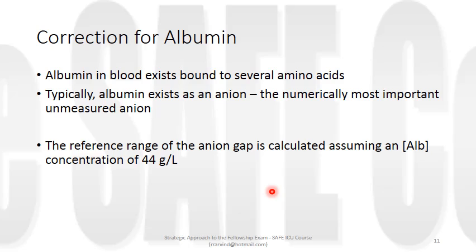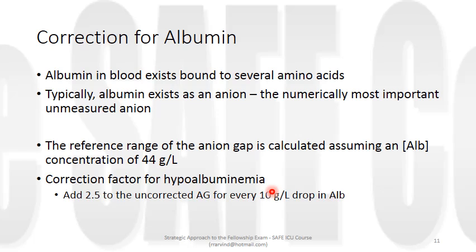So, you assume that the albumin is 40 when you say that the reference range of the anion gap is 8 to 16. If your patient has hypoalbuminemia, all of a sudden, the reference range for that patient's anion gap is going to change. So you have to correct for hypoalbuminemia. And how do you do it? For every drop of albumin by 10 grams per liter from 44, or for simplicity I keep it as 40, you have to add 2.5 to the uncorrected anion gap, and this gives you the albumin corrected anion gap.